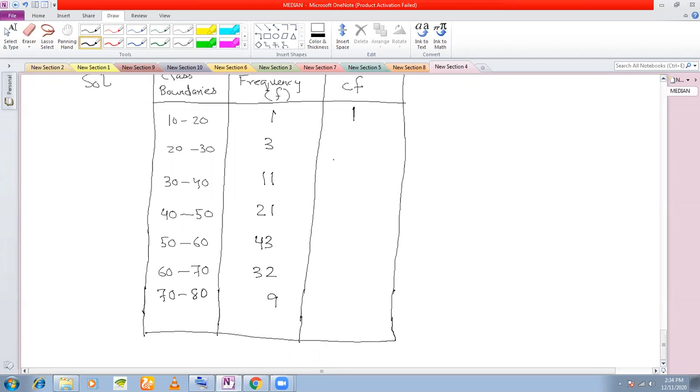So for this one, you have 1. Next one will be 1 plus 3, 4. Next one will be 4 plus 11, 15, and so on. 36, 79, 91, 111, 111, and then 120. So what are you getting? What is the total frequency? N is equal to summation F is equal to 120. So total number of observations is 120.